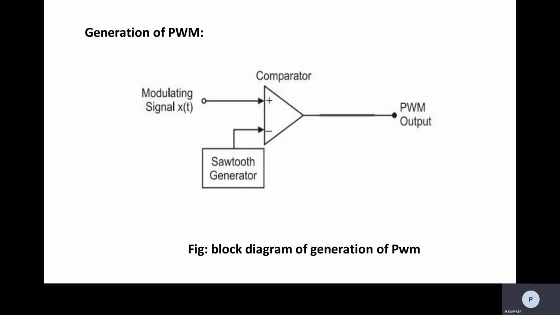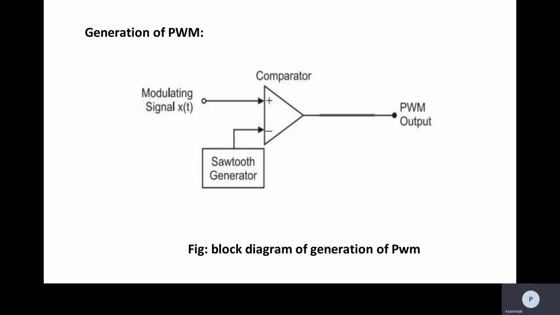Now we will see how a PWM signal is generated. Here is the block diagram of the generation of PWM. First we apply the modulating signal x of t to the comparator, and we also apply a sawtooth generator output to the comparator. The sawtooth generator generates a sawtooth signal, which is used as the sampling signal. The comparator compares the message signal and the sawtooth signal and generates the PWM output.